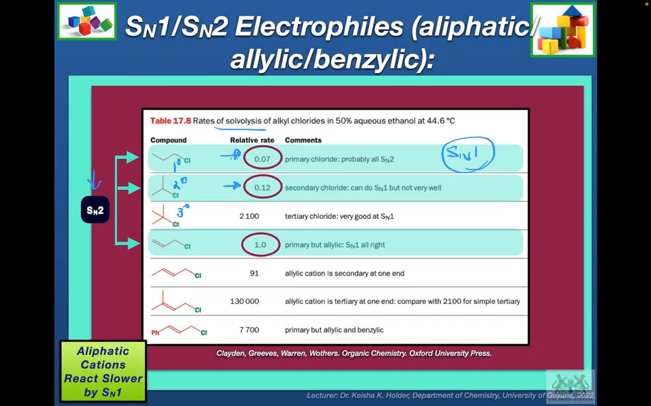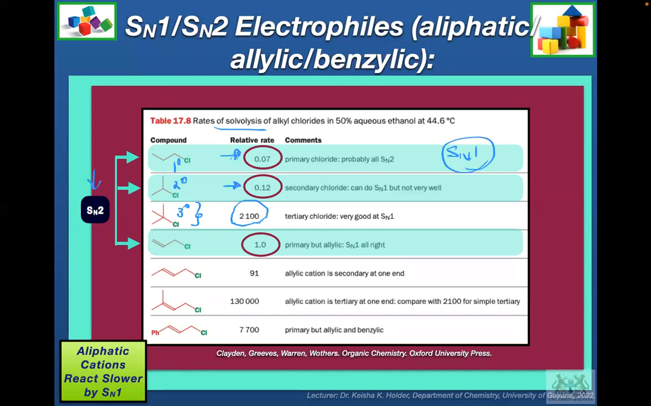Going down the table, we are recognizing that there's a jump when the substitution pattern changes. And so here for our tertiary electrophile, what we observe is there is a significant increase in our relative rate, because at this point what's happening is you have a substitution pattern that is more appropriate for SN1. And like I said before, solvolysis proceeds via SN1 mechanism.